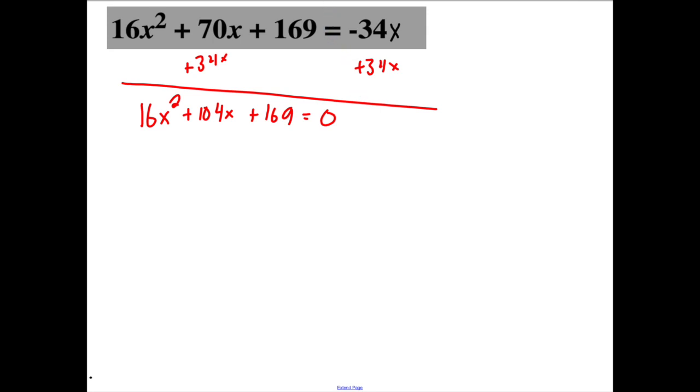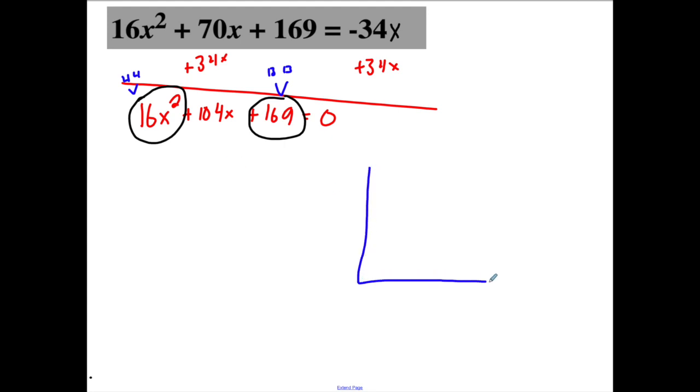Now, hopefully, first of all, you set it to 0. The next thing I'm hoping is that you took a look at this and potentially saw something. You saw that, first of all, I know that 169 is 13 and 13. And maybe if you were breaking down the factors, you would have also found that. And I noticed that 16 is 4 and 4. So it's possible that I've got a difference of squares, or not a difference of squares, a perfect square.